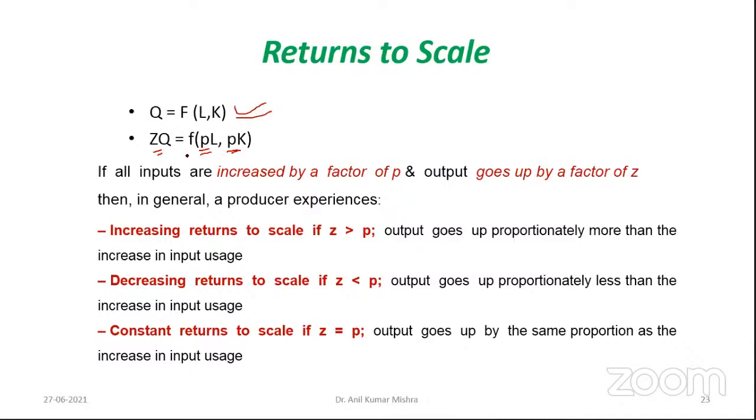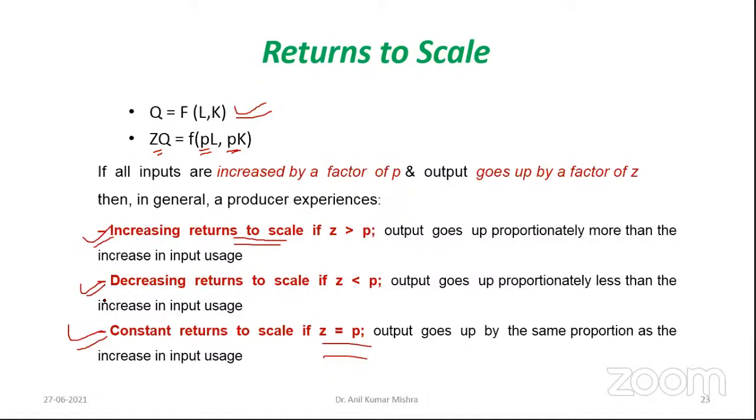If P and Z are the same, it is called constant return to scale. Mark this point. If Z is more than P, then it is called increasing return to scale. Initially, in the short run, it is increasing return, but here it is increasing returns to scale. We use the term scale because there is a change in the scale of operations. Similarly, in the long run, if Z is less than P, then we can say it is called diminishing return to scale.